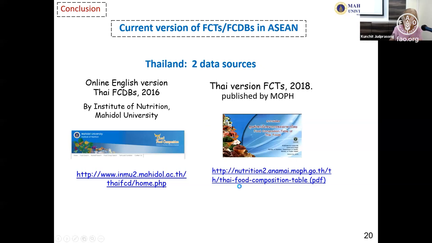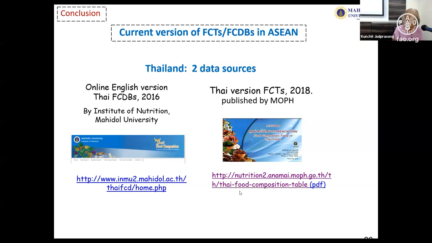The quality evaluation result obtained in 2015 has been considered and used by the ASEAN member countries in preparing the updated version of the National Food Composition Table and Database, to improve the quality of the new one. So we expect to see much improved quality of the food composition tables and databases in ASEAN. However, the quality evaluation of the updated versions has not yet been finished, so it is in process now. We expect to see much improvement in the quality of the databases in ASEAN. Yeah, that's all of our presentation.